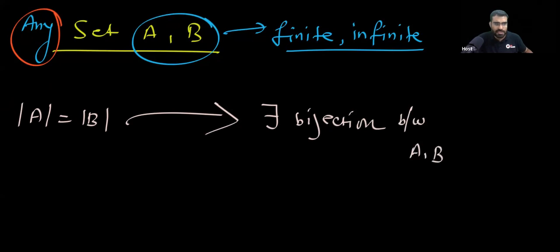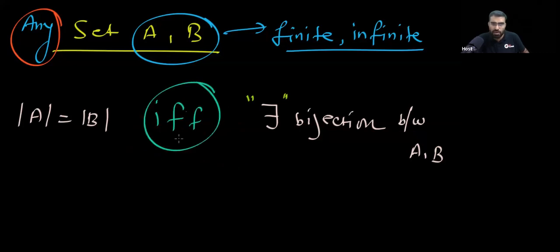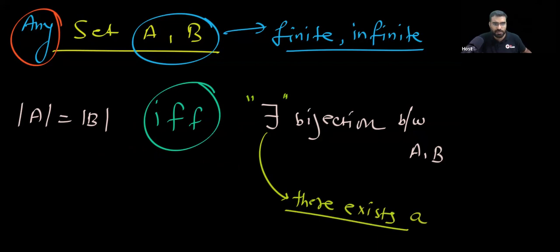And if there exists a bijection, then what can you say? Then they have the same cardinality. So this is the definition. This is an if and only if statement, with two directions. So cardinality of A is equal to cardinality of B if and only if there exists a bijection between them. There exists, this is important: you can create some bijection between them. Very simple point. So this is the conclusion.